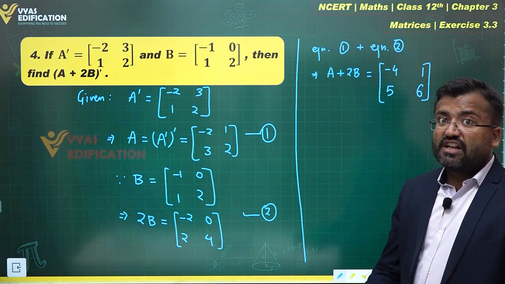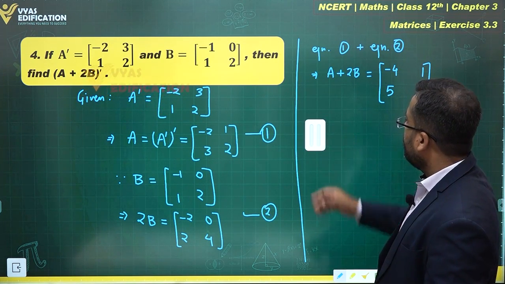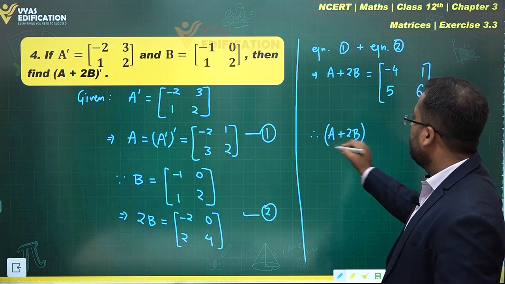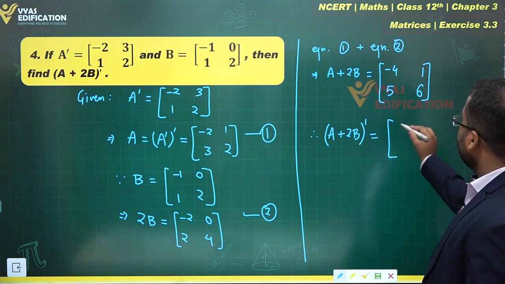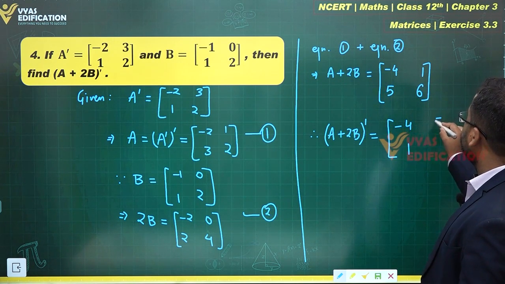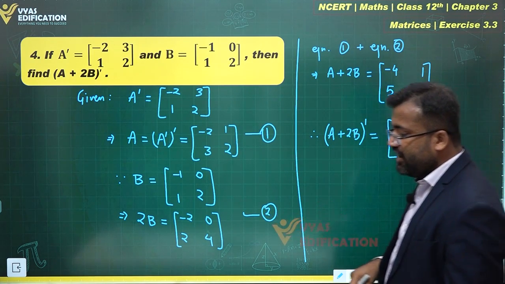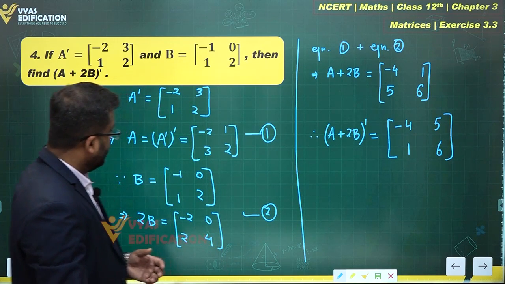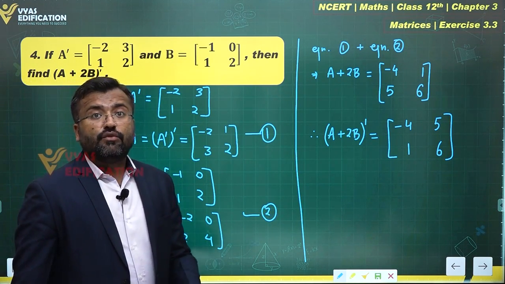What next? Can we take the transpose of this? Yes. Therefore, on taking the transpose, what we obtain is, interchange the rows and columns, and the matrix that is obtained is this. The first row becomes the first column, the second row becomes the second column, and yes, that is the final answer for this question. Let me get aside for you to take a look at this complete solution. That is all for this question over here.